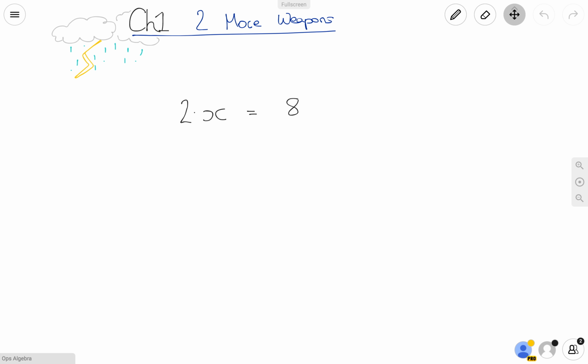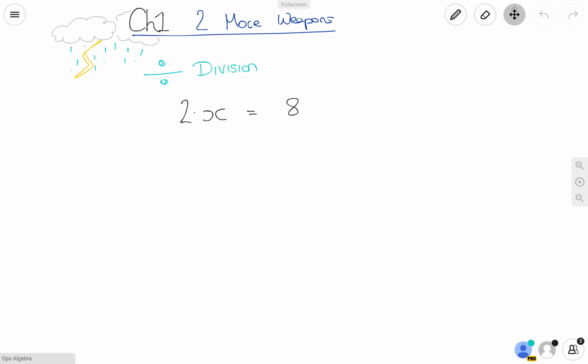We've got this equation here: 2 times x equals 8. Now I don't know what to do, but you just have this enlightenment. Thunder hits you, and you're like, "Wait a minute! I just learned a new technique. What is that? Division." Okay, and this is your third weapon, division.